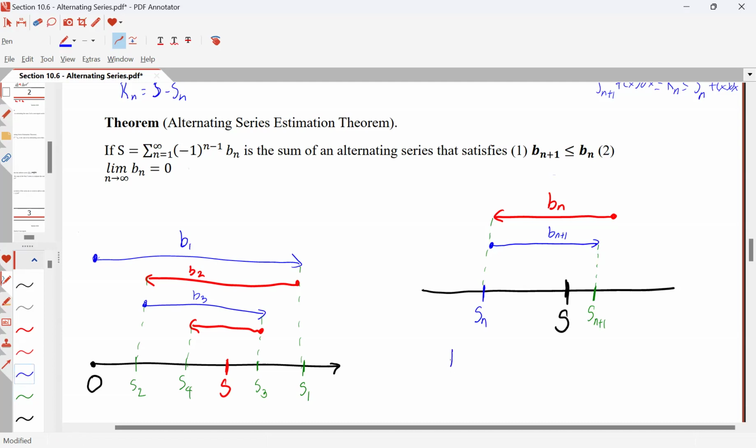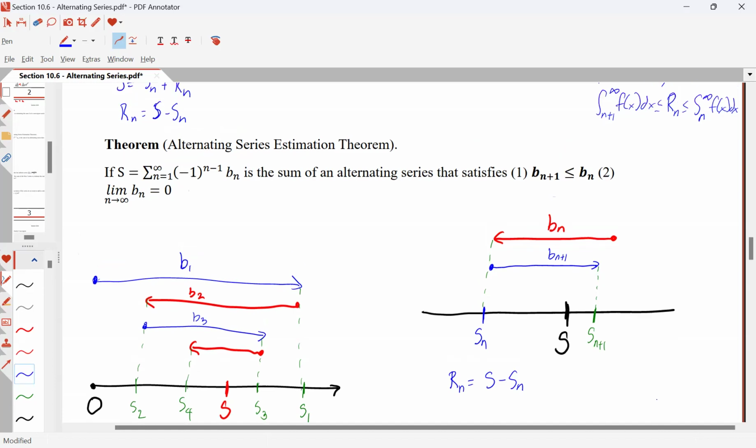We know R sub n equals S minus Sn. That is the definition of the remainder. Using this number line as reference, S minus Sn is this distance. If I take S and subtract Sn, whatever this distance is, is R sub n. Why are we worried about the nth partial sum or the next term? Why is that even part of our picture? Because so far we haven't used it.